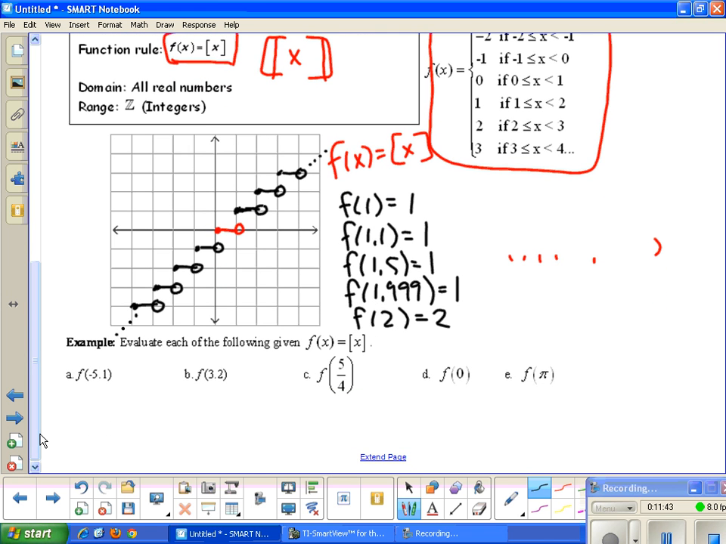So let's do these examples. I would maybe stop and pause it and see if you can do them on your own first, and then go ahead and unpause it, and we'll do them together.